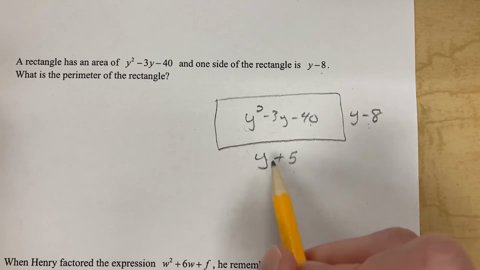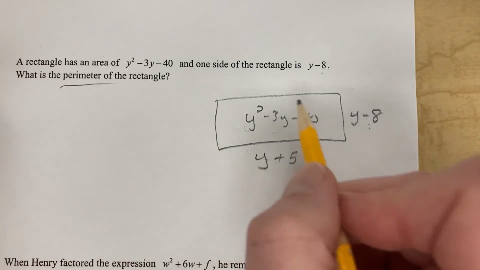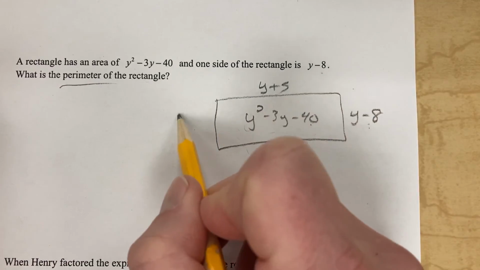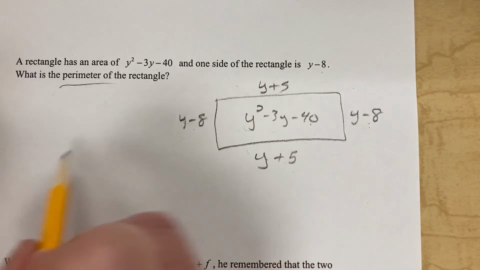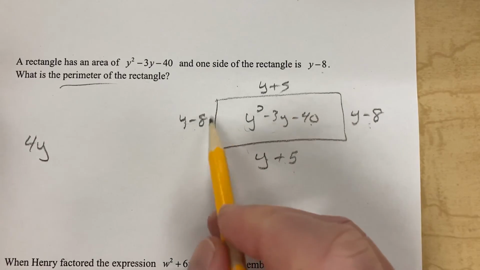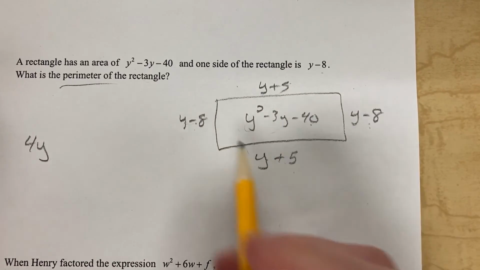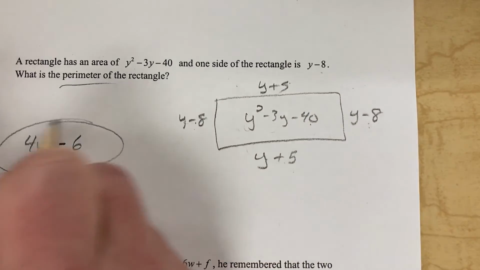So this checks out. Now they're asking for the perimeter, so I want the distance around this. So if I throw in all 4 sides, I have y, that's 4 y's. And then negative 8 plus 5 plus negative 8 plus 5 is a negative 6.